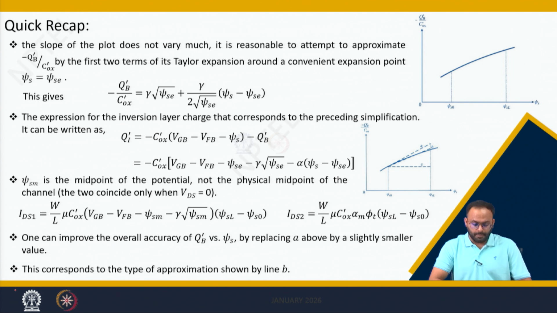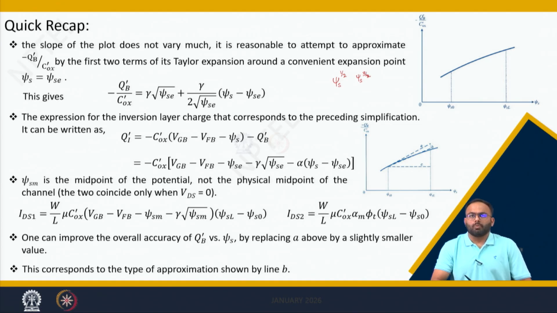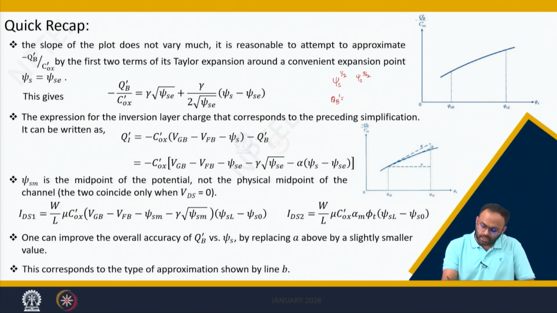Let us do a quick recap. In the previous lecture, we have seen that we were getting the nonlinear term in terms of psi s as psi s to the power 1 by 2 or psi s to the power 3 by 2, and that nonlinear term was coming because of bulk charge, because we know that bulk charge is given as minus gamma Cox dash square root of psi s. If you take this bulk charge value as it is, you will get the 1 by 2 power term, and if you integrate, you will get the 3 by 2 power term.